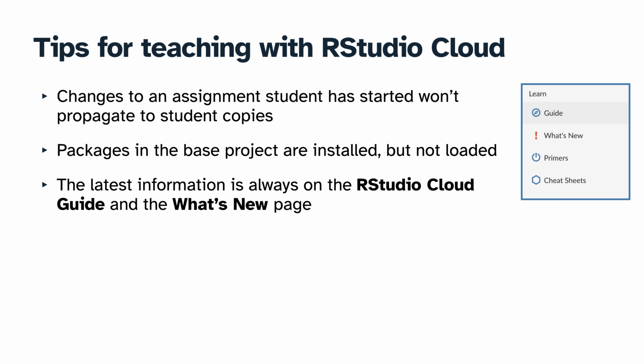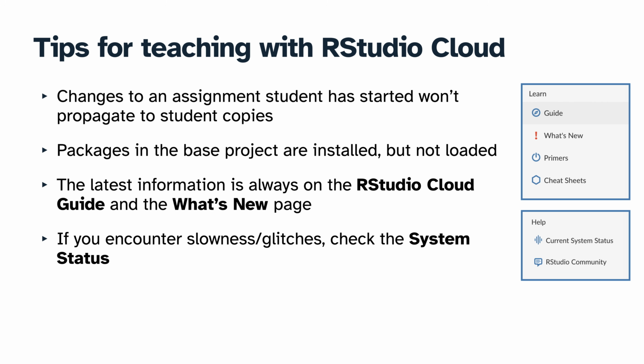So if you're thinking, how do I do X? The guide is probably the first place to look. And if you encounter any sort of slowness or glitches, projects not starting up as quickly as they used to, the first place to check is the system status. You can get to the current system status under Help in the left-hand menu. And if there is an outage, that will be noted there. If there isn't, but you're still experiencing this, or your students are experiencing it, then reach out to support to let them know.